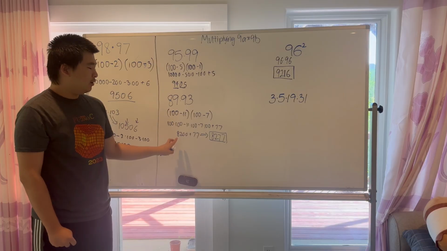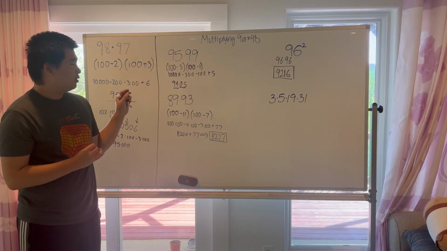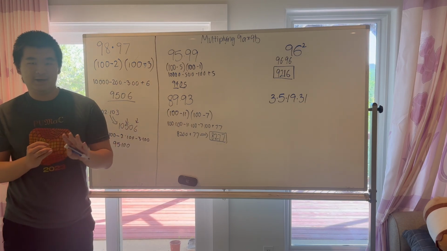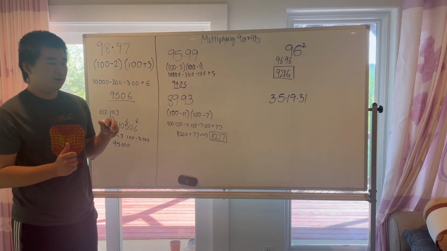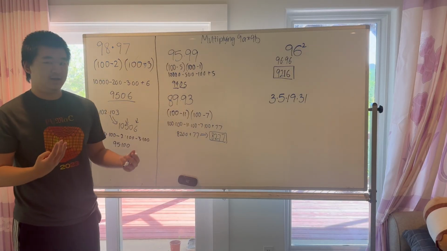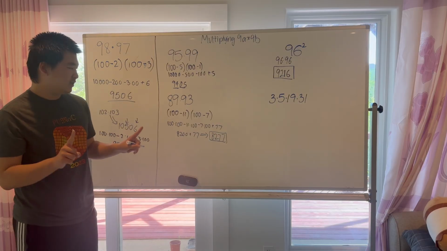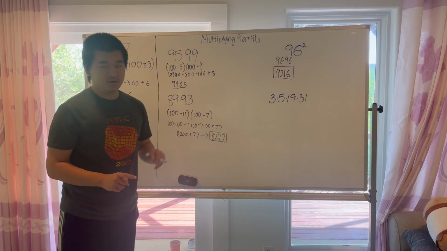And now we say, okay, what are the first two digits? The first two digits are going to be 100 minus 11 minus 7, which is going to be 100 minus 18. 100 minus 18 is 82. Our next two digits are going to be 11 times 7, which is 77. So 8277. That's how we do that.